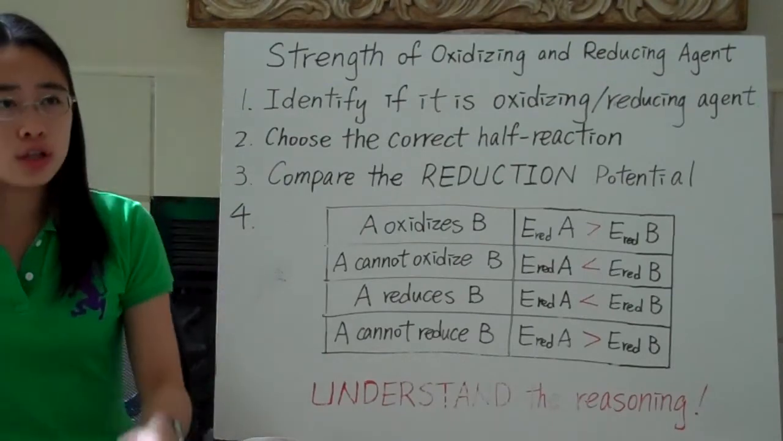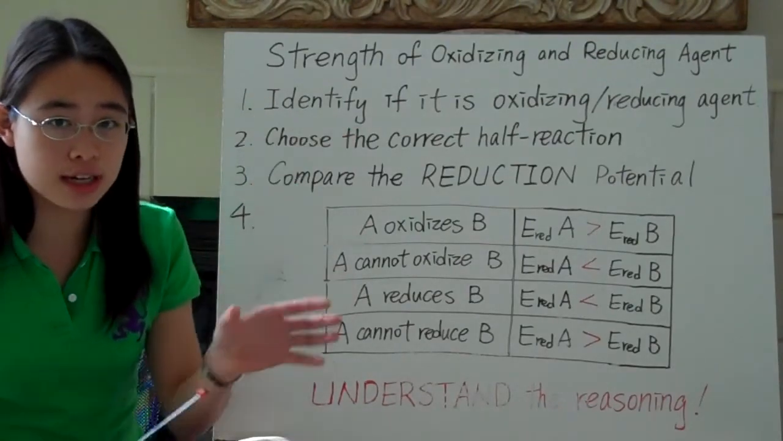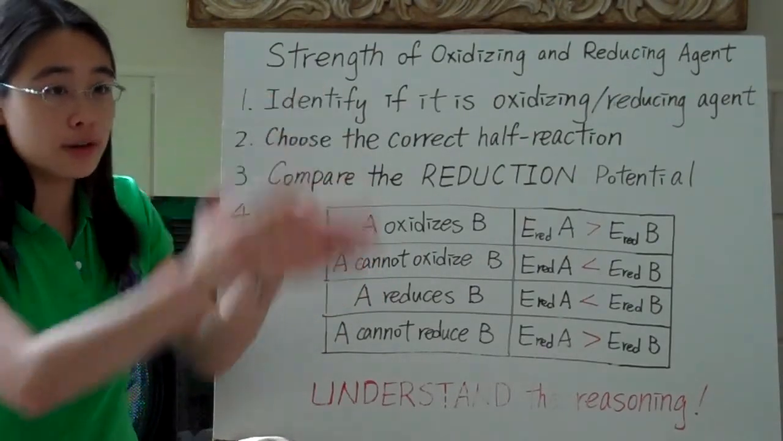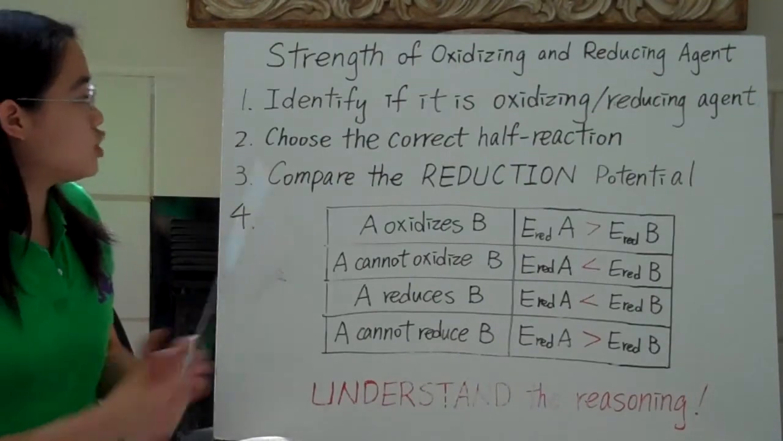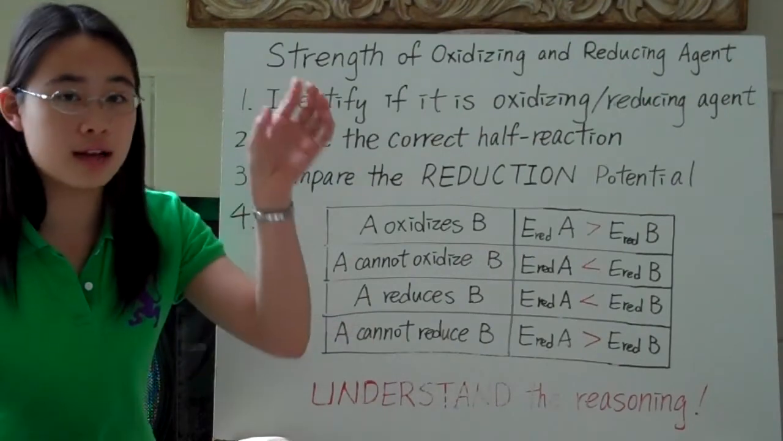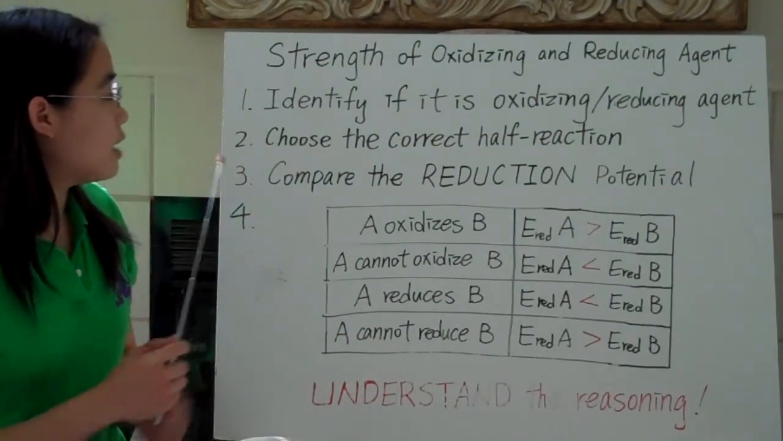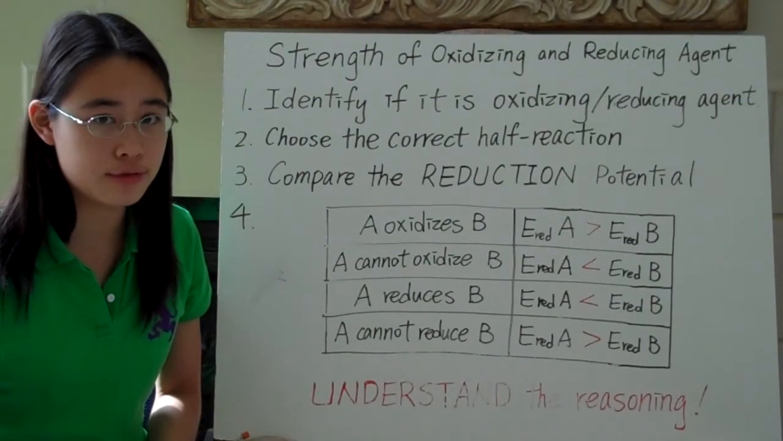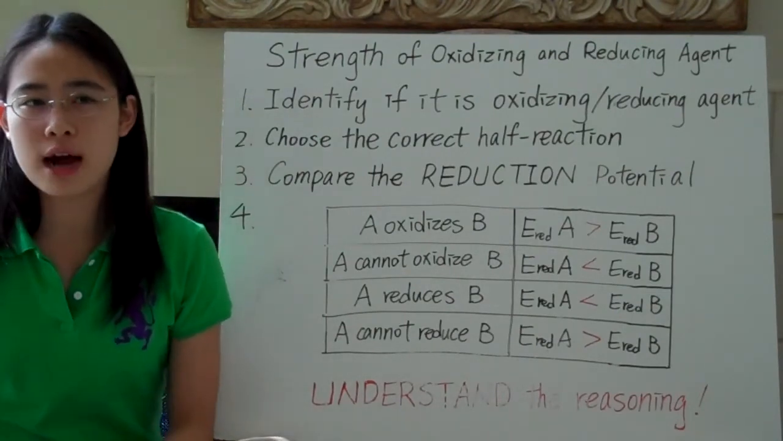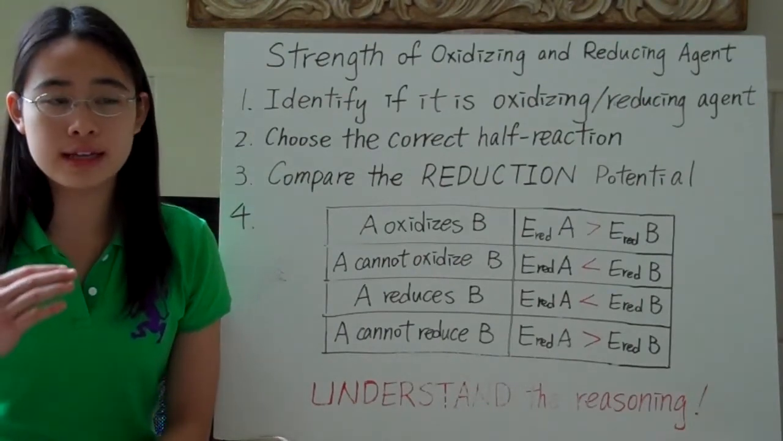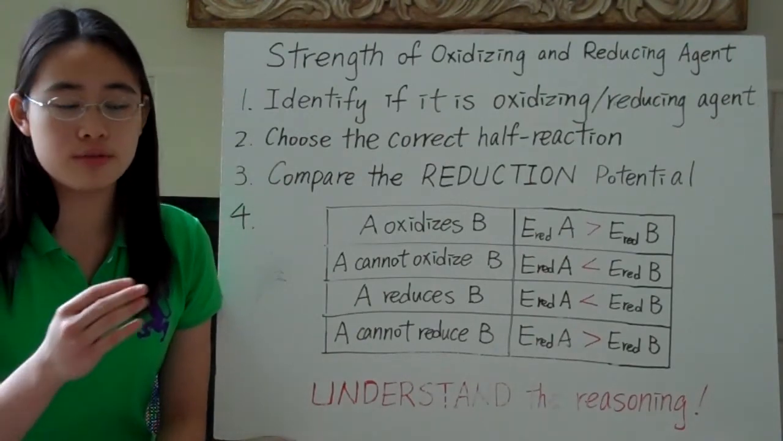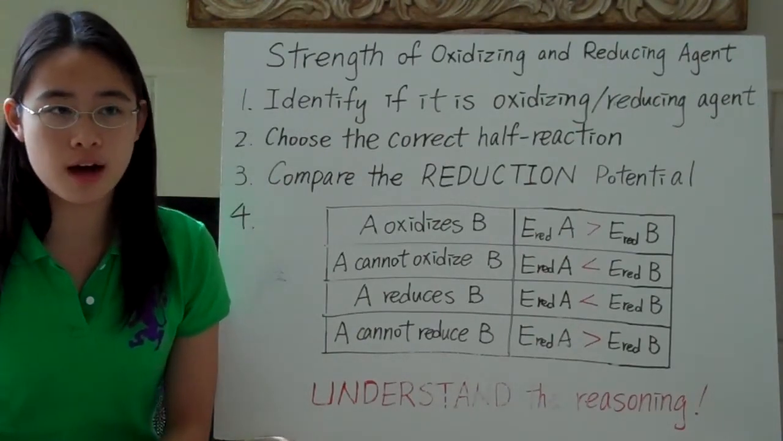After you know which side to look at when you are searching the reaction, you can just focus on that side. So you can choose the correct half reactions that contain the reagent that you are looking for on the correct side. And after you have the correct half reaction, you're actually comparing the reduction potential. Don't try to flip the number or add a negative sign to it, because when you do so, you're actually changing the reduction potential to oxidation potential.